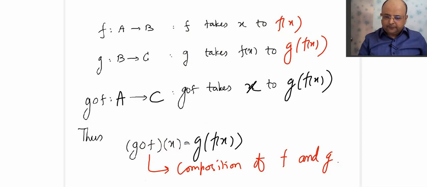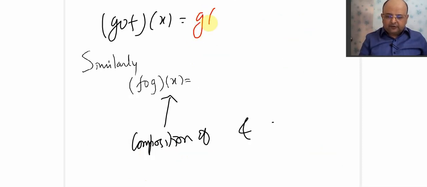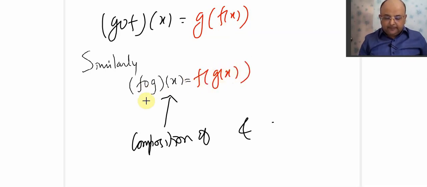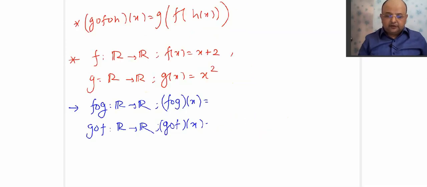Okay, we go for the next. GOF of x is g of f of x. Similarly, FOG of x is f of g of x. Here you apply g first, so it is known as composition of g and f. You tell me what is GOF of h of x. G of f of h of x. Easy.